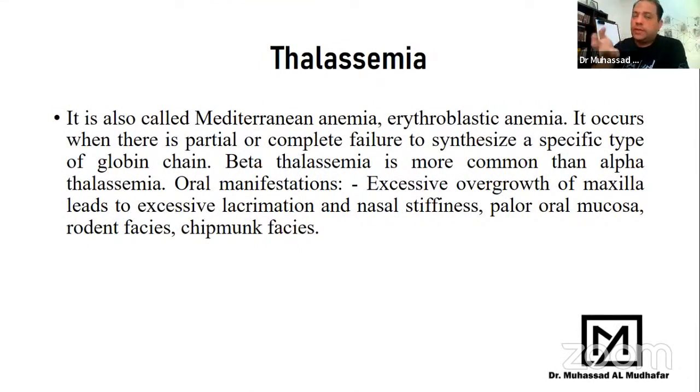Also, other cases of thalassemia were previously diagnosed by a hematologist and referred for consultation. This is Mediterranean anemia, erythroblastic anemia, which occurs with partial or complete failure to synthesize a specific type of globin chain of hemoglobin: heme and globin, globin chains, beta globin, alpha globin. A defect in beta globin, or in alpha globin, means alpha thalassemia, which is less common than beta thalassemia. Oral manifestations: excessive overgrowth of the maxilla, excessive lacrimation, nasal stiffness, pallor of oral mucosa, and rodent faces, chipmunk faces.